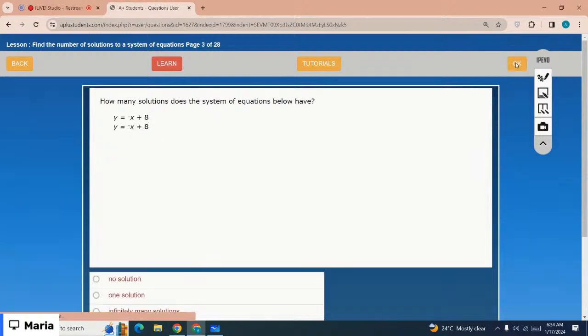Okay, the next one is how many solutions does the system of equations have? The equations are y equals negative x plus 8 and the second one is y equals negative x plus 8. So which is the correct option? You are given two equations. The equations are identical, right? That means exactly same equations they are. That means the system of equations has infinitely many solutions. They have same slope, same y-intercept, so they have infinitely many solutions. Got it?